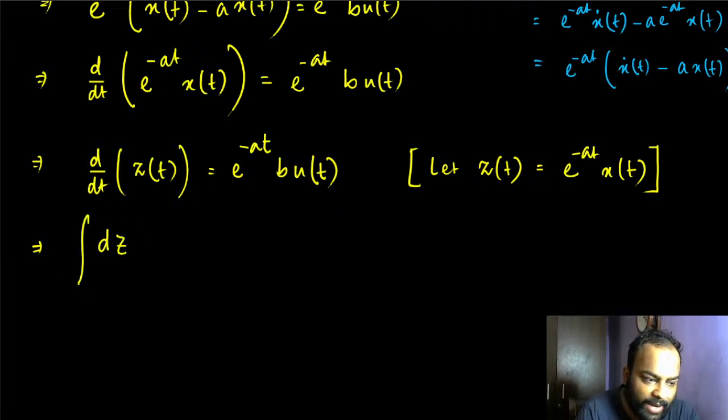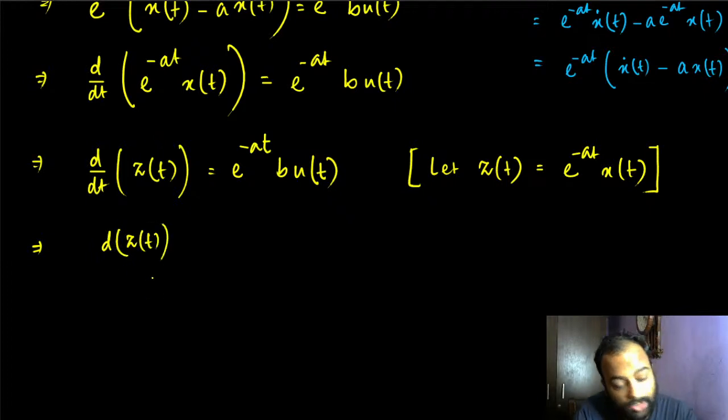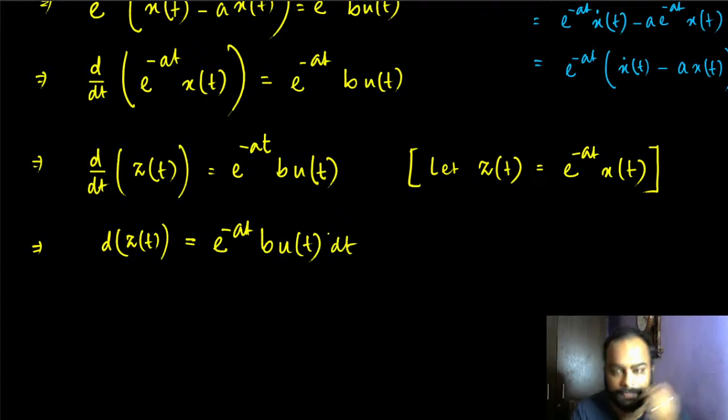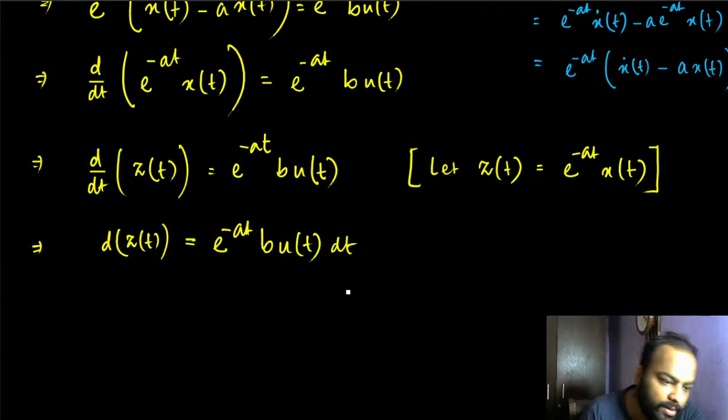It is dz, and when I integrate this, it will be simply z. But let me write it in proper terms anyway. This is not the derivative, it is the differential of z(t). And on the right hand side, I have e to the power minus a t, b u(t), times dt. Now I have to integrate this, obviously.